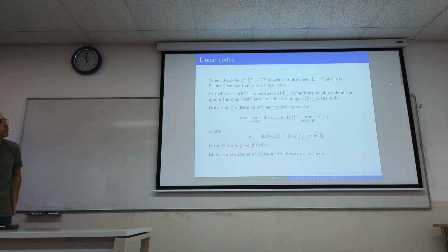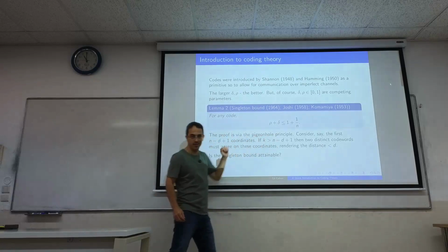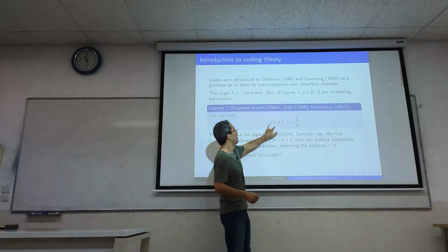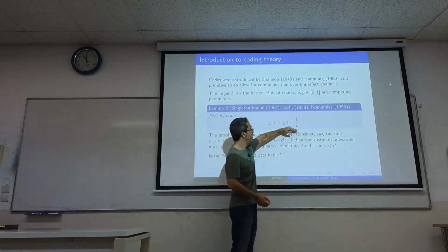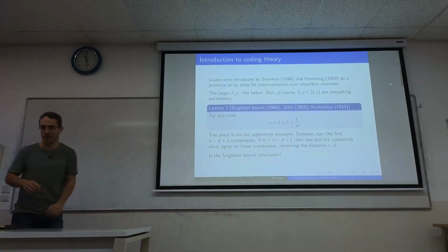And after the break, we are going to talk about whether we can actually match the singleton bound. Whether there is a code that, for some rho and delta, actually we'll do it for any rho and delta, achieves this with equality. And that's going to be the Reed-Solomon code, but we're going to see it after the break.